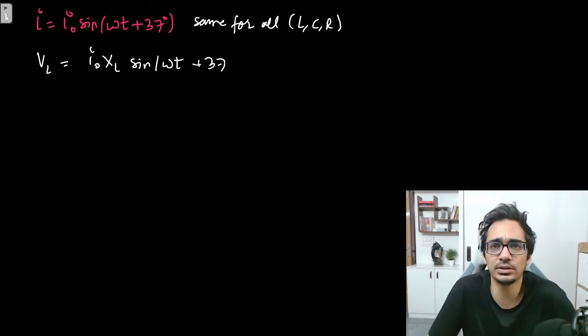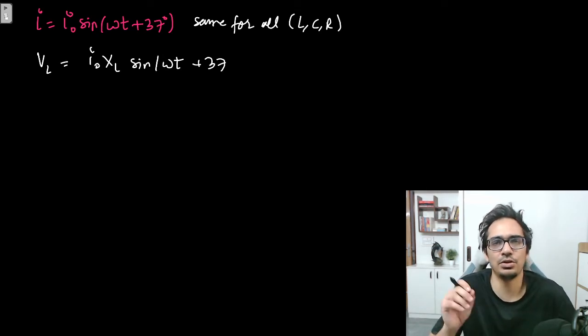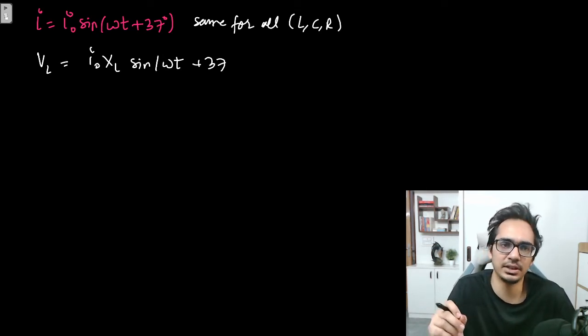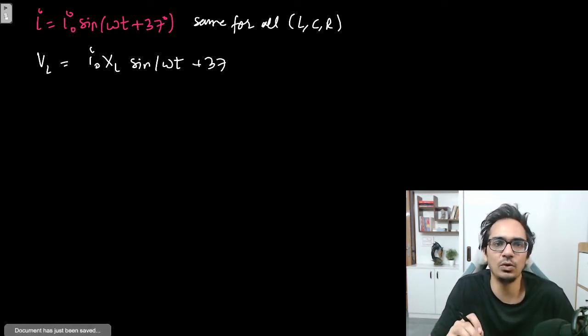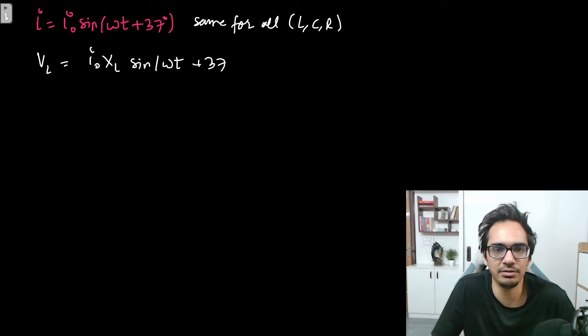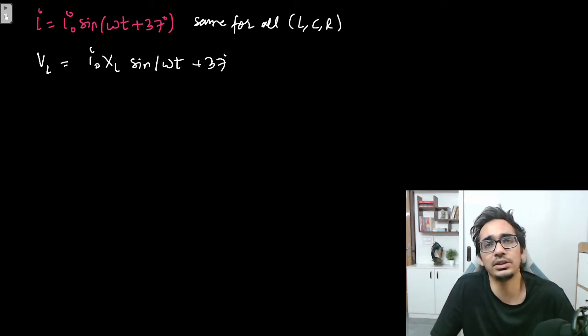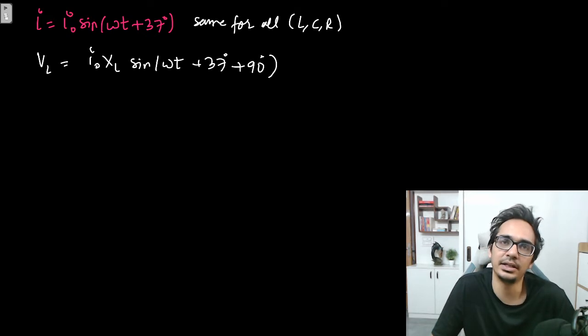Now the voltage across the inductor leads the current by pi by 2. So if the equation of current is I naught sine omega t plus 37 degrees, then the equation of voltage across the inductor will be I naught into XL, since V is equal to I into XL. Then sine omega t plus 37 is the phase of the current, and the voltage across the inductor leads the current across it by 90 degrees. So this will be the equation for the voltage across the inductor at any time t.